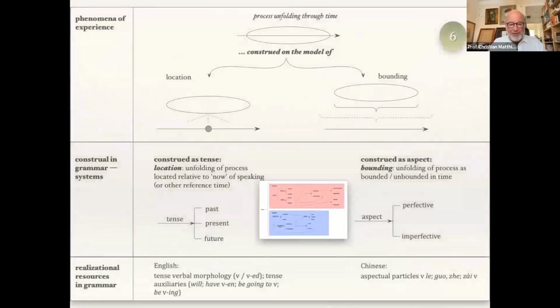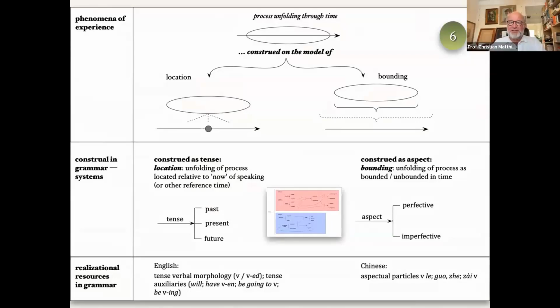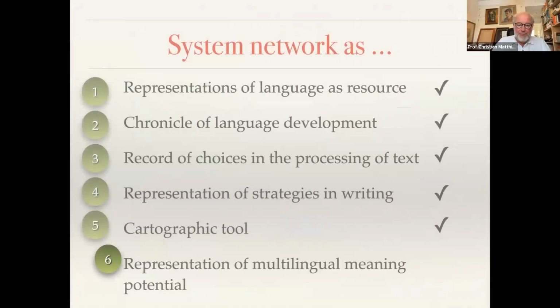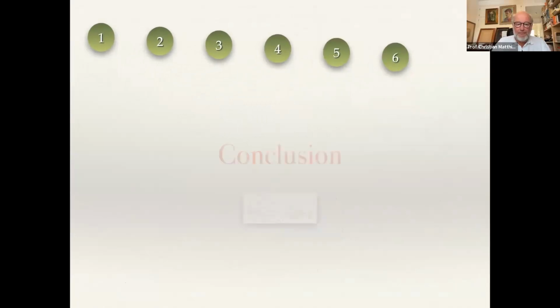So we can reason about this, and we can bring this out in terms of how the languages construe process unfolding through time, English being concerned with the location in time, Chinese with the bounding of the unfolding of the process of the time. So they lead to different basic choices. Location, past, present, future as tense, and Chinese aspect, bounded, perfective, unbounded, imperfective, and then more elaborate choices. So that's the final step, the representation of multilingual meaning potential.